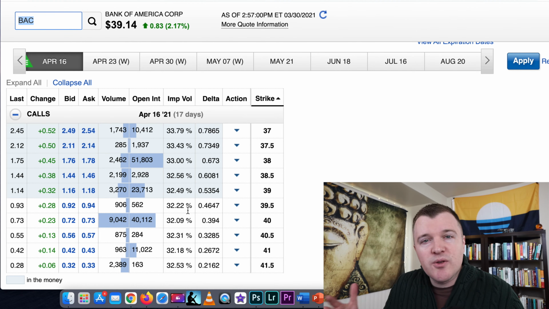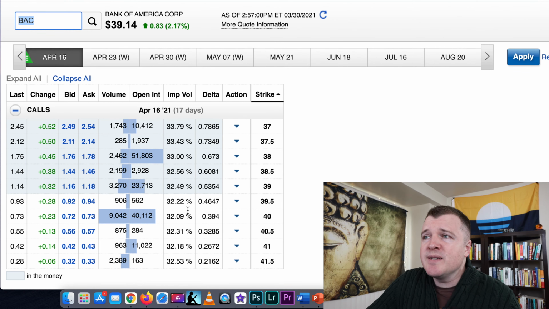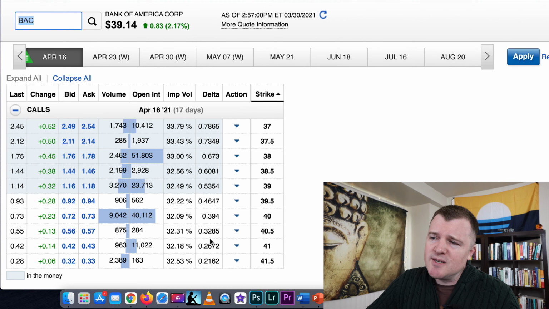An IV in the 30s is just meh, kind of average. I like to see that at least above 40. If it's in the 20s, you're not getting a good premium price. The second Greek is delta, and delta has 2 purposes. One shows you how much the option contract will move per $1 movement in the share price of Bank of America.